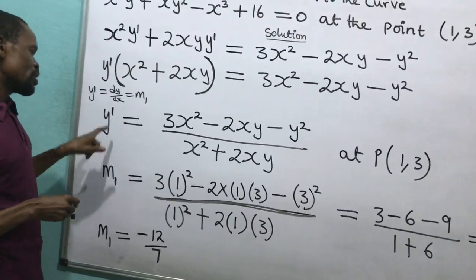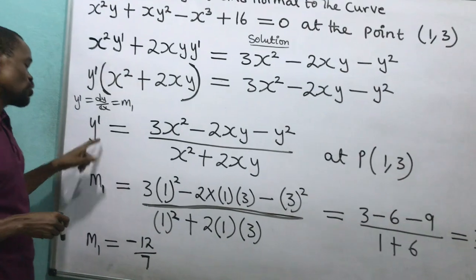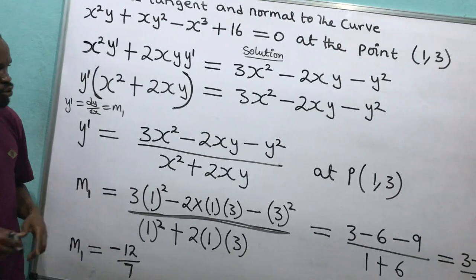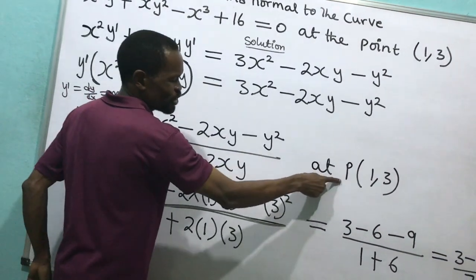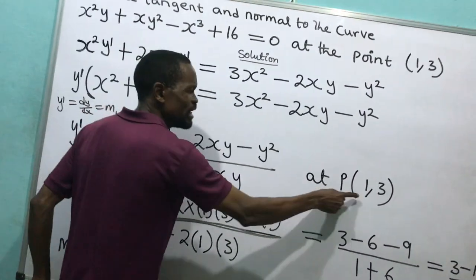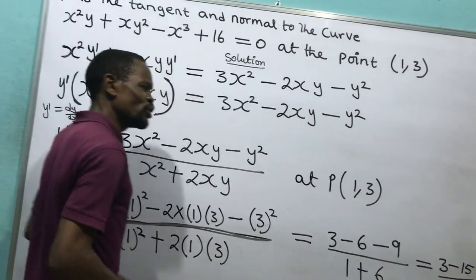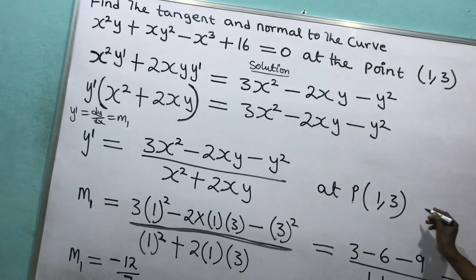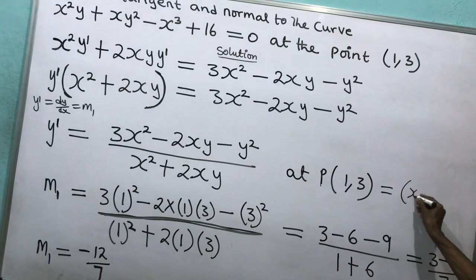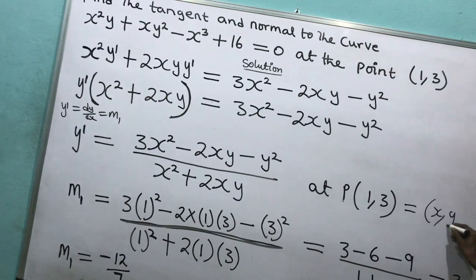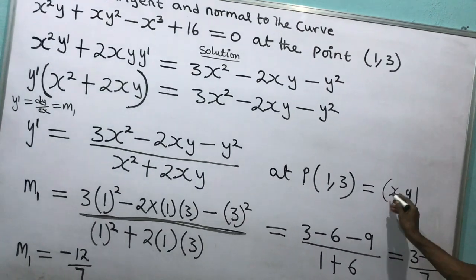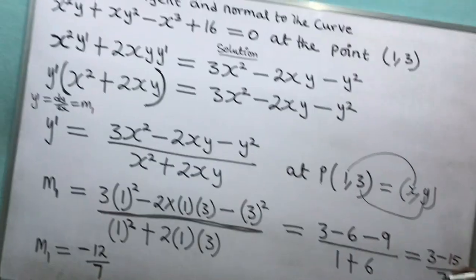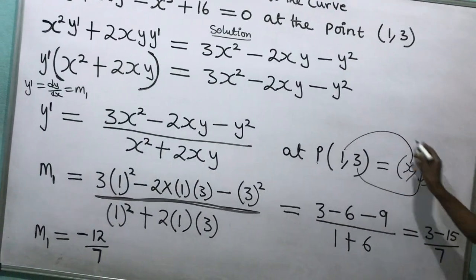My M1 represents y prime, which is my slope, as I said earlier. Then now I'm going to substitute the values. Remember, at the point P(1, 3), what does it mean? It means the first value is x and the second value is y. That means x is 1 and y is 3. Do you get what I'm saying? This means x is 1, y is 3.